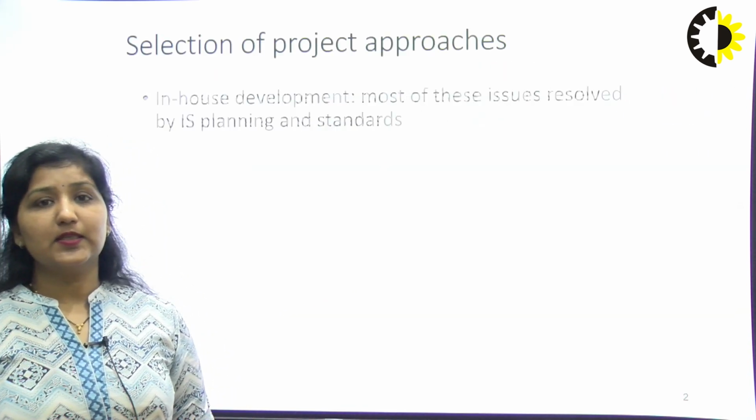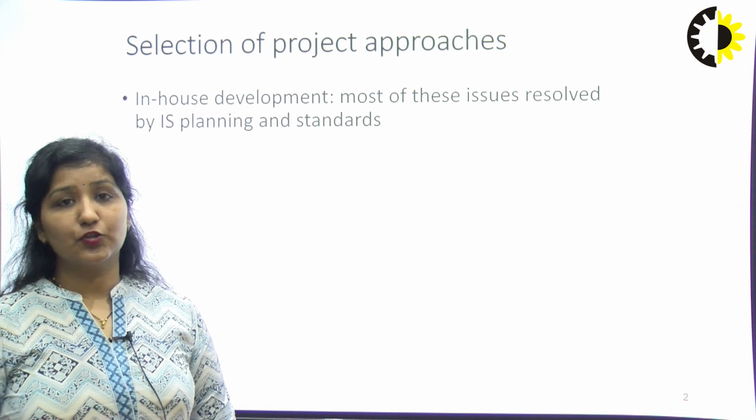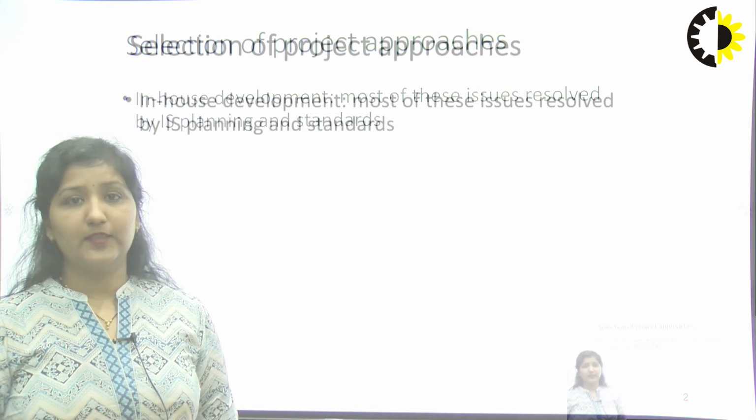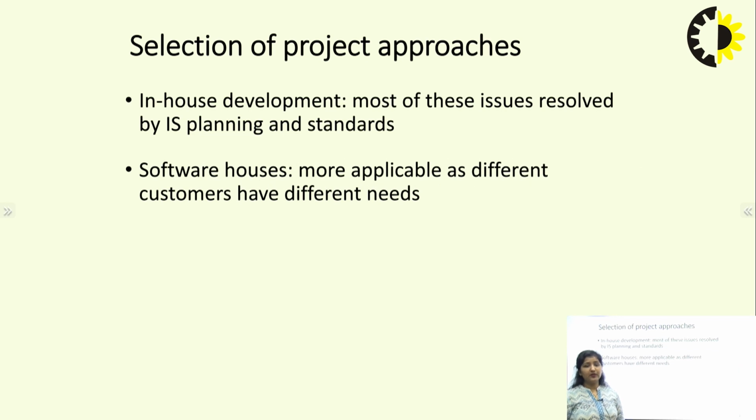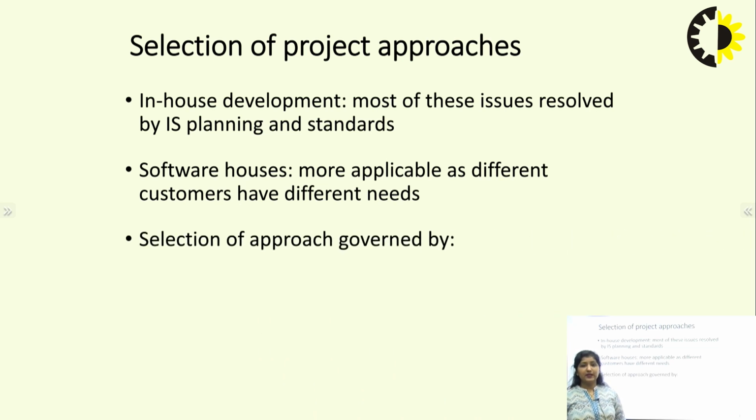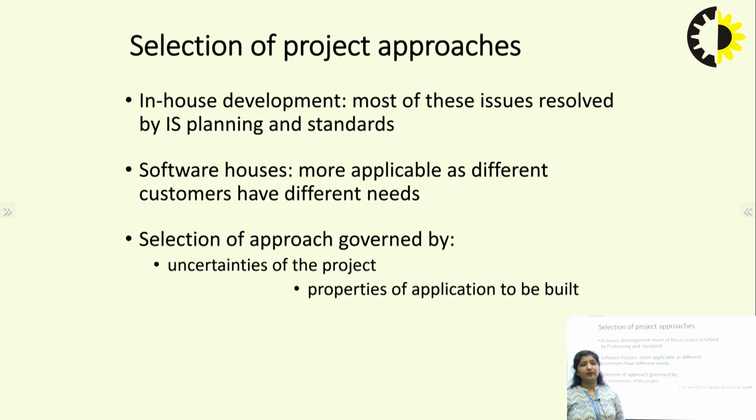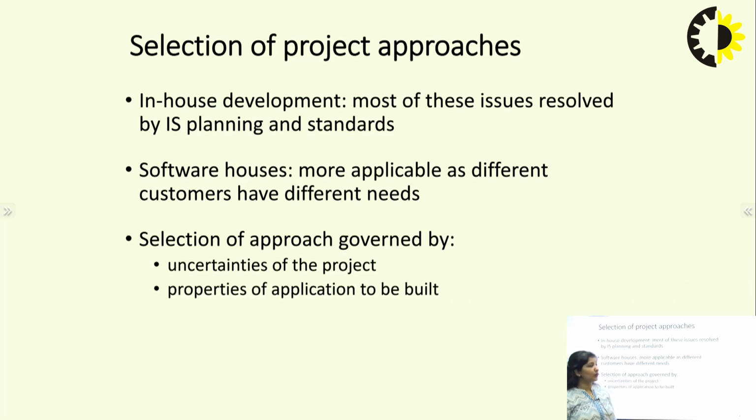So first is the selection of the project approaches. What should be the approach of deciding the project? There is basically in-house development, where most of the issues are developed by IS planning and the standards. Then software houses, which are more applicable as customers have various different needs. The selection of this approach is governed by the uncertainties of the project and the properties of the application which is to be built.